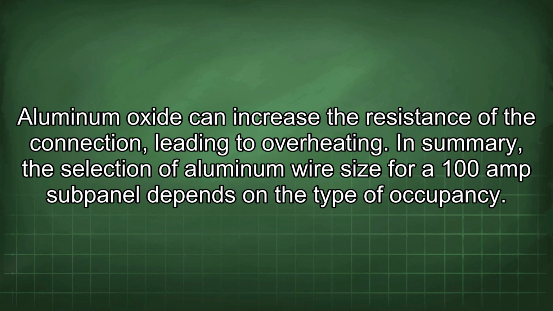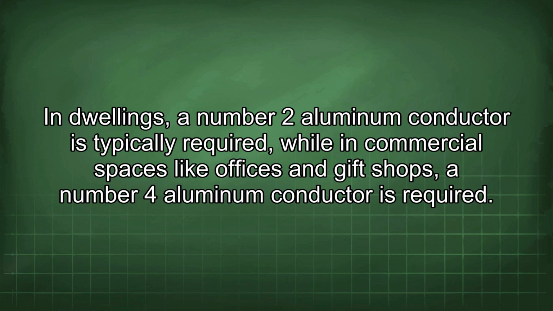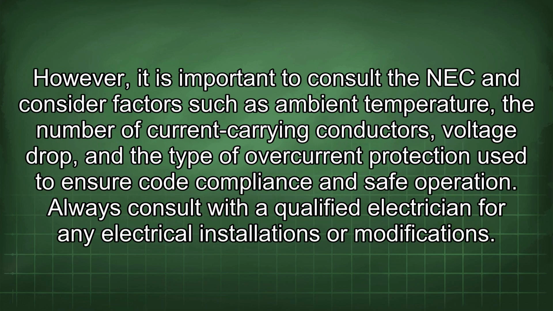In summary, the selection of aluminum wire size for a 100 amp subpanel depends on the type of occupancy. In dwellings, a number 2 aluminum conductor is typically required, while in commercial spaces like offices and gift shops, a number 4 aluminum conductor is required. However, it is important to consult the NEC and consider factors such as ambient temperature, the number of current carrying conductors, voltage drop, and the type of overcurrent protection used to ensure code compliance and safe operation.